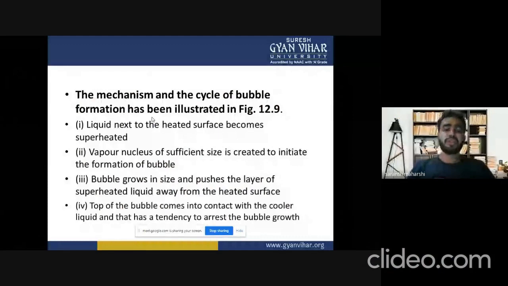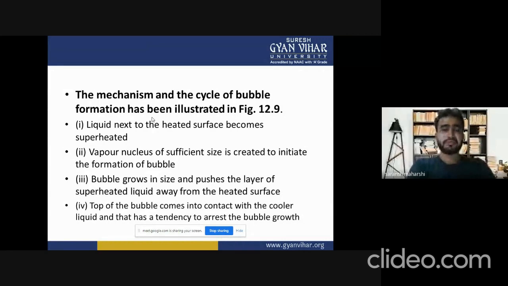First of all, we will discuss the liquid next to the heated surface, which becomes superheated. Next is a vapor nucleus of sufficient size, which is created to initiate the formation of a bubble. The bubble grows in size and pushes the layer of superheated liquid away from the heated surface. Then the top of the bubble comes into contact with the cooler liquid, and that has a tendency to arrest the bubble growth.